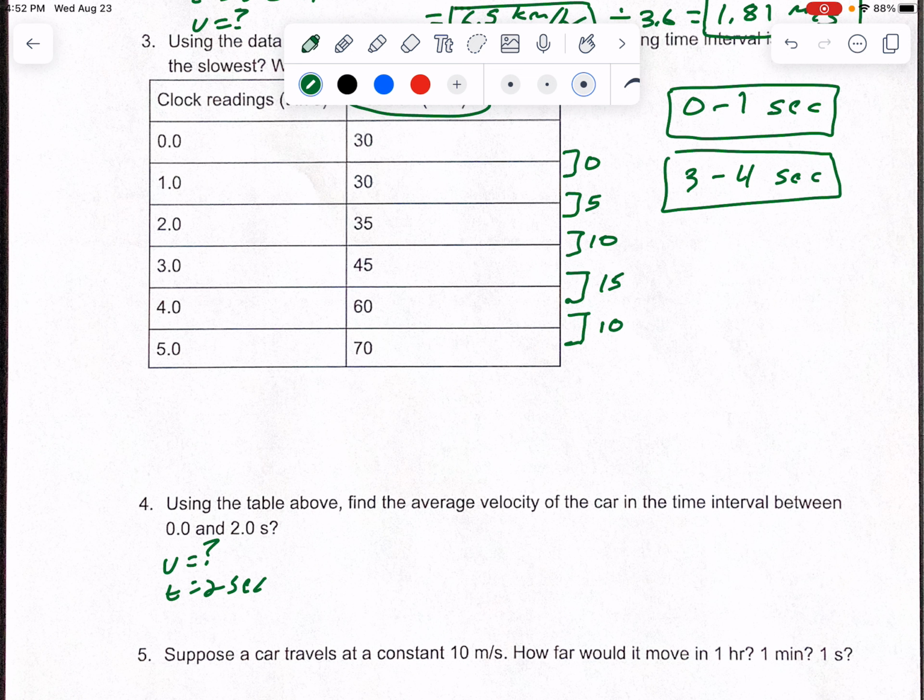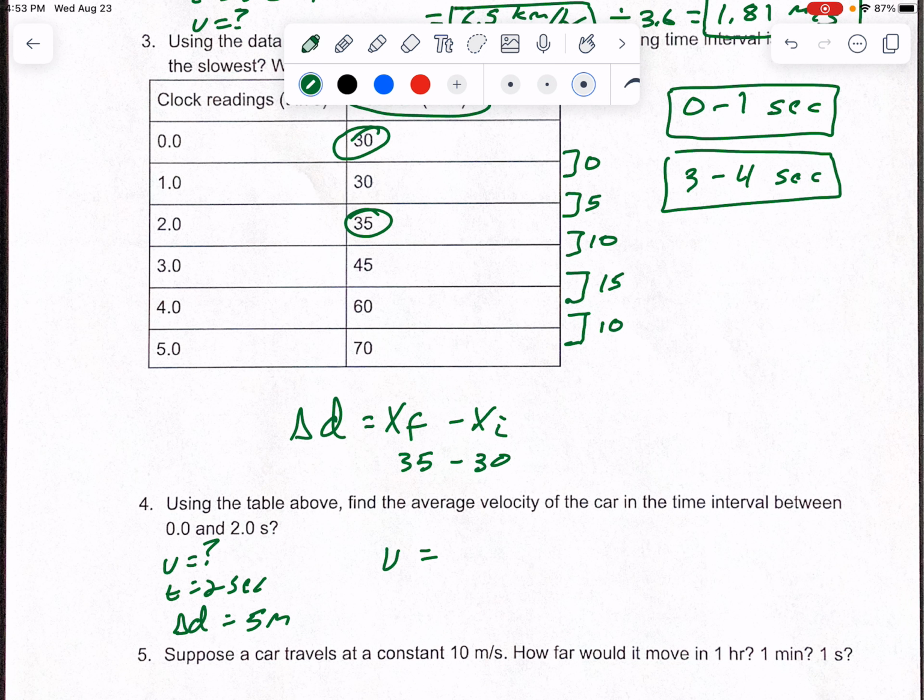At 2 seconds, I'm at 35. And at 0 seconds, I'm at 30. So what's my gap? So 35 minus 30. Remember, if you ever want to find your displacement, it is your final position minus your initial position. So 35 minus 30 gives me a displacement of 5 meters. So if I want to find velocity, velocity equals my displacement, which is 5, divided by my time, which is 2. And that's going to give me 2.5 meters per second.